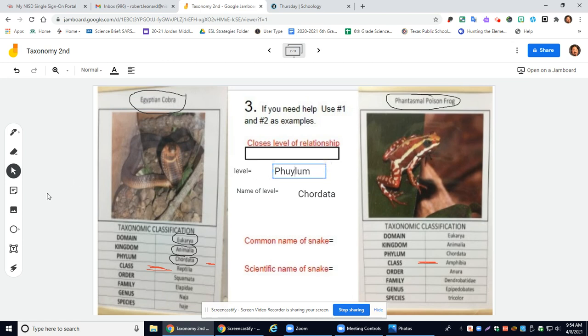Okay, so one more time, this is my answer right here. Closest level of relationship is phylum Chordata because those two are the same. Whereas, what's different? Well, this one belongs to Reptilia, whereas this one belongs to Amphibia. Okay, what is the common name of the snake? So the next thing is, common name is Egyptian cobra.